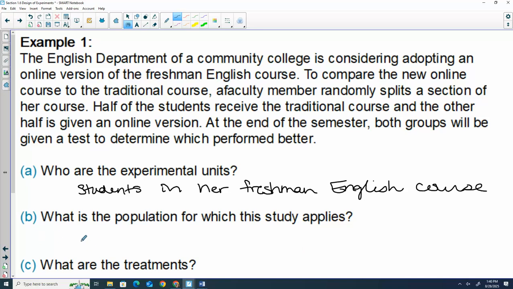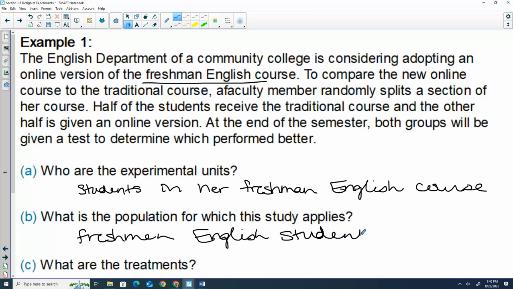Both halves of the class. Okay, is it just that class that we probably covered? The freshmen. Students in English. The freshman English students. Because even though only one professor is doing this, there's probably multiple professors, and if it works, they would apply it to all of their students.